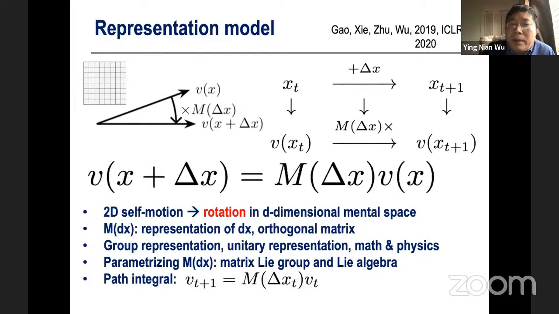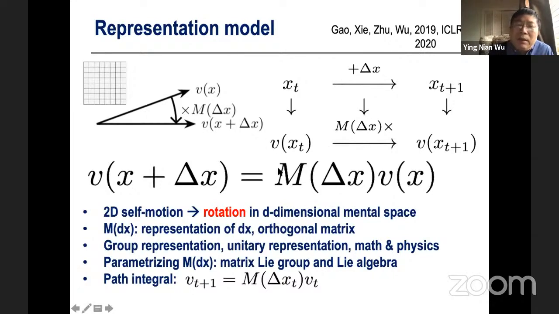But if we represent xt by a vector v, so v of xt, so we are now in the d-dimensional mental space, you can think of this. And then how do we implement this calculation for addition? So our model assumes that this calculation is implemented by a matrix multiplication. So that is, we have a matrix M, which actually depends on this delta x. And you can think of this as a matrix representation for the displacement delta x.